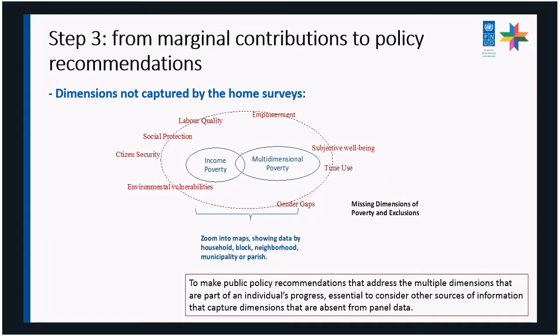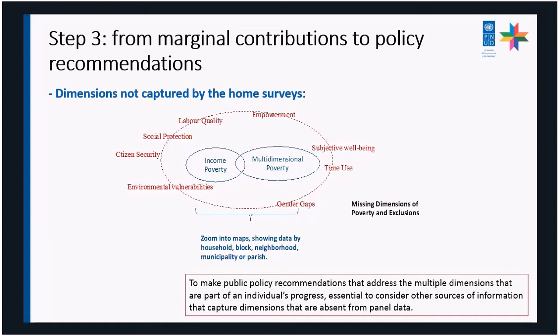Of course, there are countries, and in our region especially, most of the countries do not have all this information, and it's very difficult to find sources that you can trust that have this kind of data, but at least the effort must be made to look at all the possible sources available in order to make public policy recommendations that address the multiple dimensions that are part of individual progress.